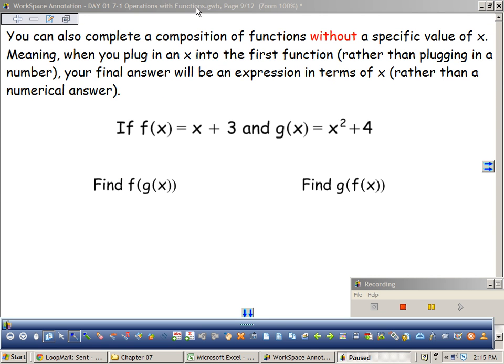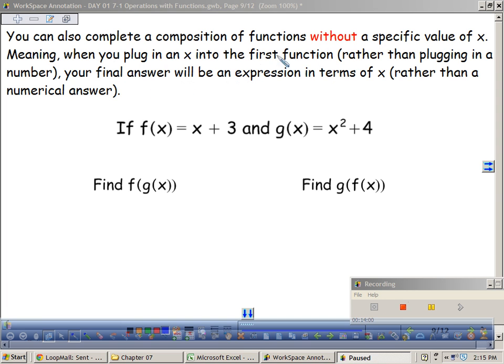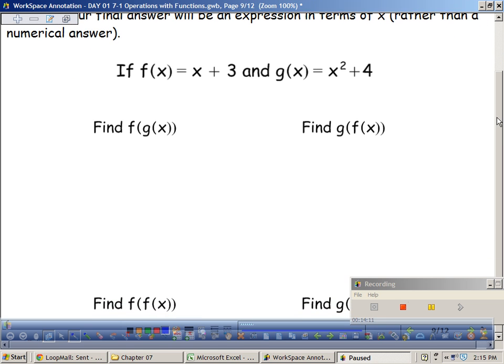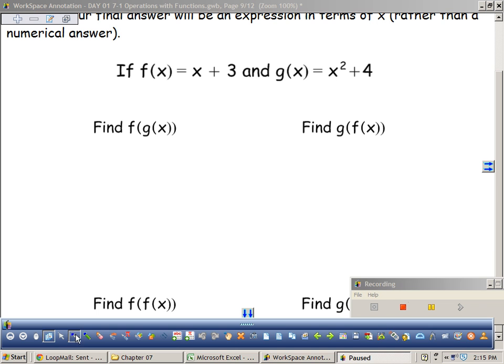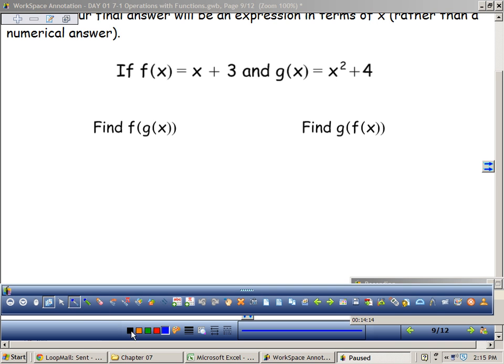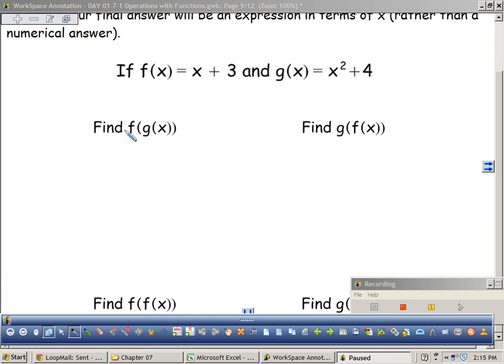Okay, so you can also complete a composition of functions without a specific value for x, meaning when you plug in an x into the first function, rather than plugging in a number, your final answer will be an expression in terms of x, rather than a numerical answer. So I'm going to go ahead and do the first one. Just pencils down, just pay attention.